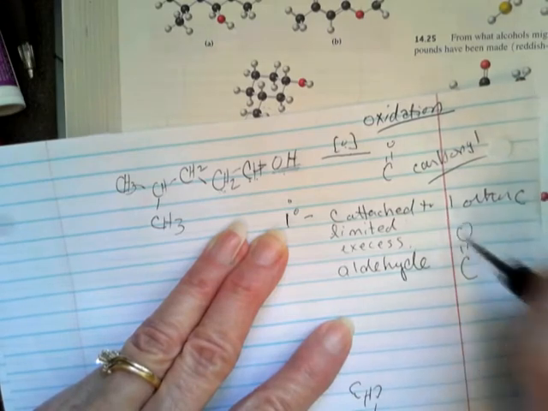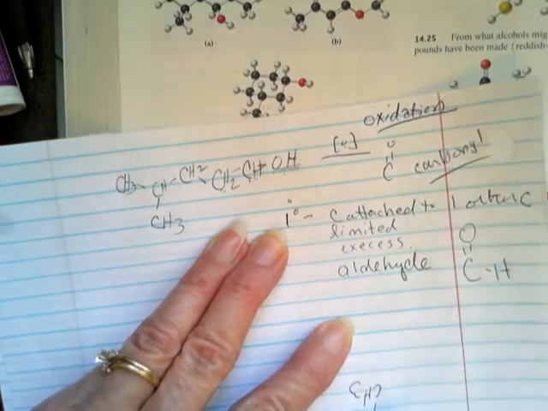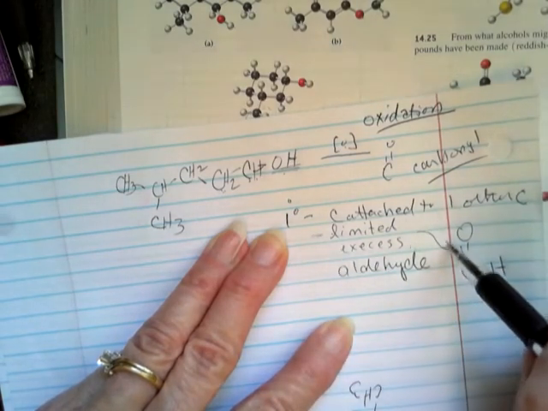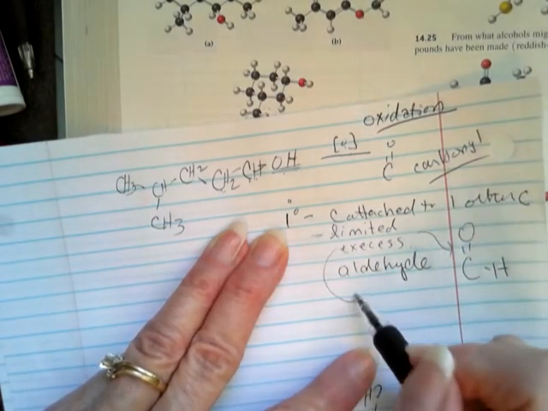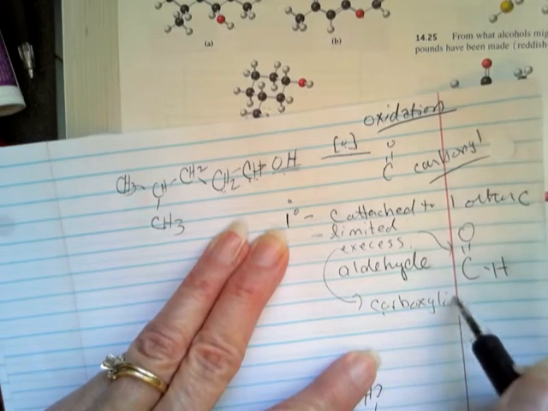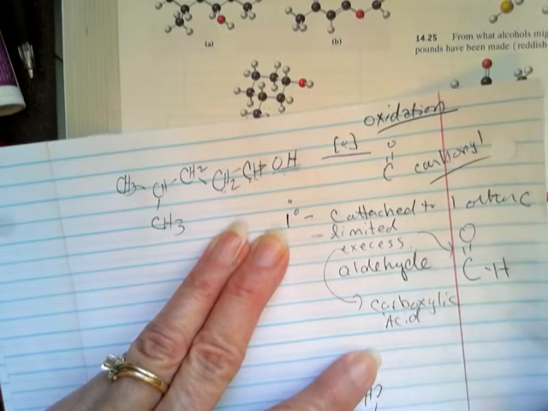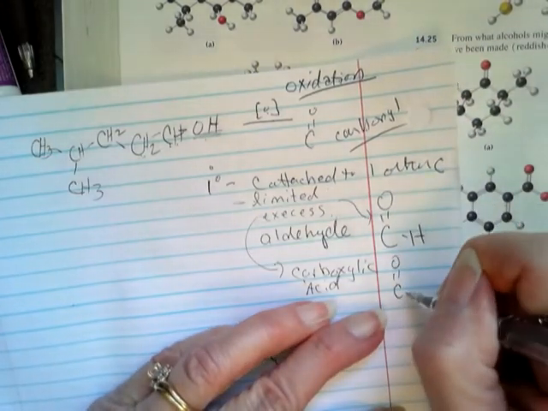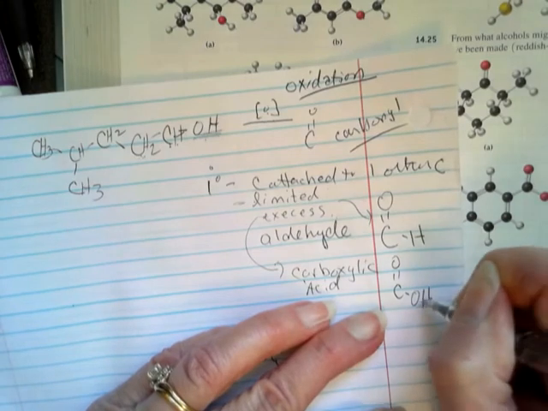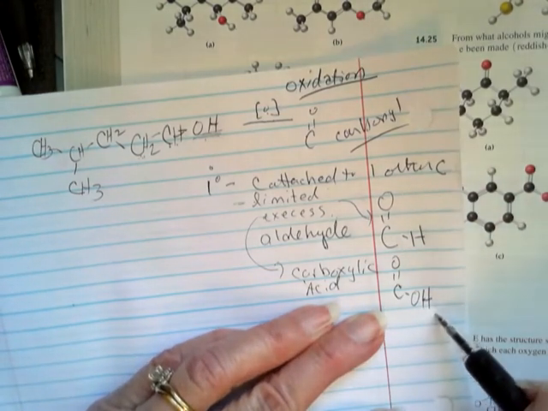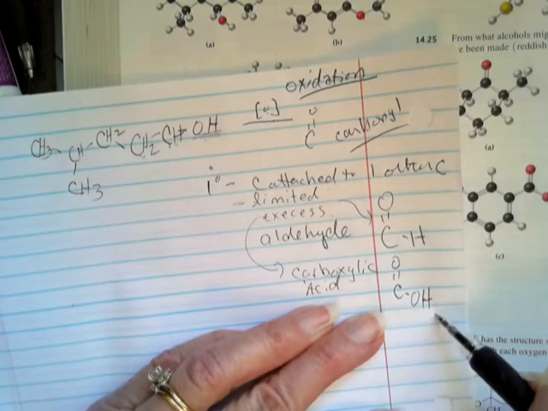Okay, so we've got this carbonyl group with the hydrogen attached to it. Now, if this is a limited amount, that's what you're going to get. If you have an excess amount, it's going to form a carboxylic acid. So sometimes, you know, wine gets that vinegary taste. We've had too much oxidation going on. So it's going to have this ending to it, the carboxylic acid ending.